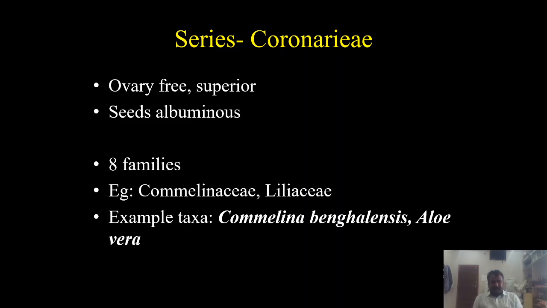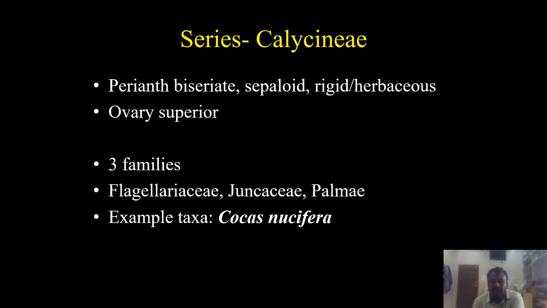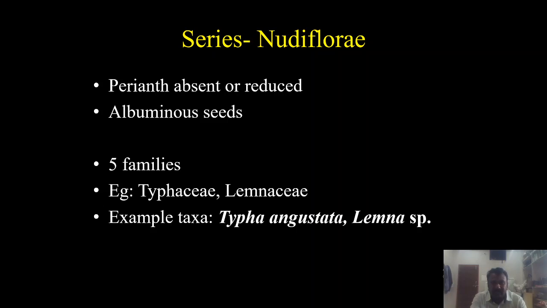Series Coronarieae, ovary free or superior. Seeds albuminous. 8 families are present in this series. Commelinaceae and Liliaceae are the examples. Commelina benghalensis and Aloe vera. Series Calycinae. Perianth biseriate again, sepaloid, rigid or herbaceous, ovary superior. 3 families were recognized: Flagellariaceae, Juncaceae, and then palms. Example, Cocos nucifera belongs to the palms or Arecaceae.